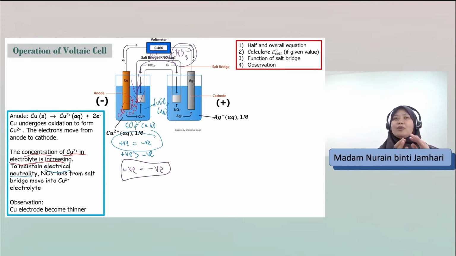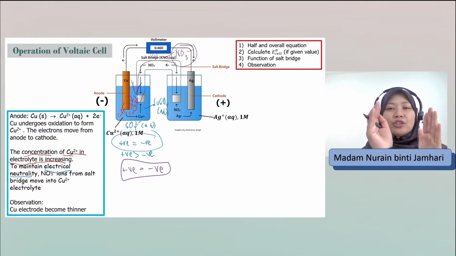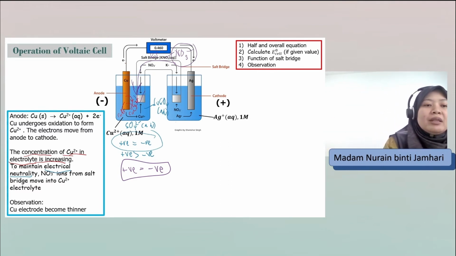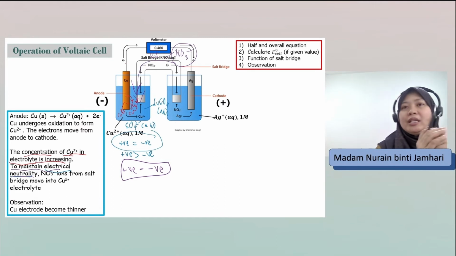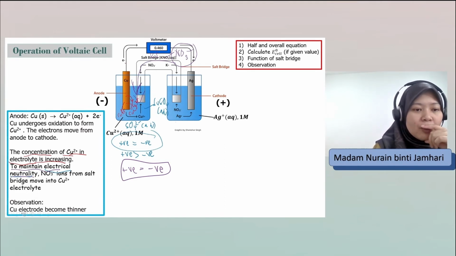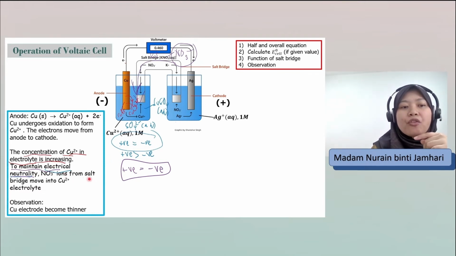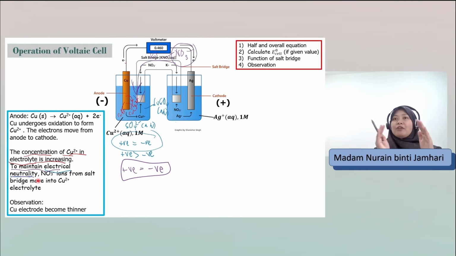Okay, that's what is meant by this. Another function of salt bridge is to maintain electrical neutrality. So here, continue with the explanation. The NO3 minus ion from salt bridge move into Cu2+ electrolyte. Okay, so itulah function salt bridge. Selain daripada complete the circuit, the salt bridge akan make sure the electrical neutrality on both side, okay, anode and cathode mestilah neutral. Charge dia mesti neutral.